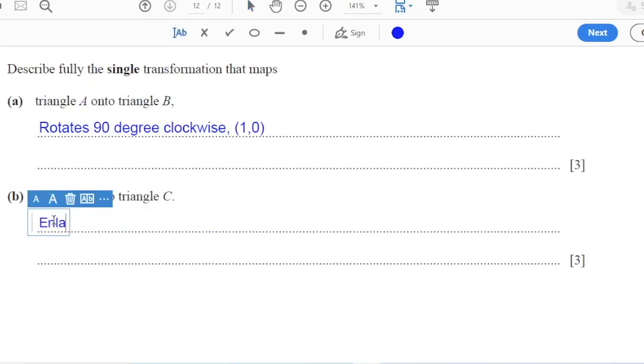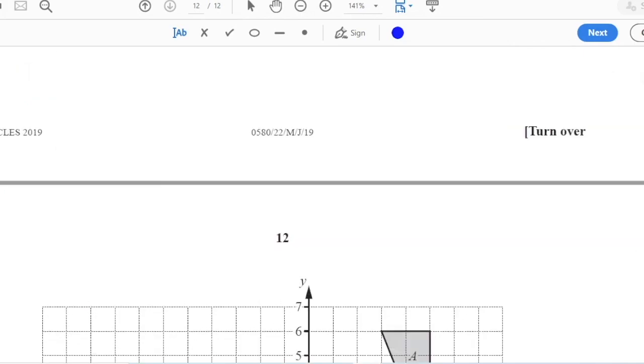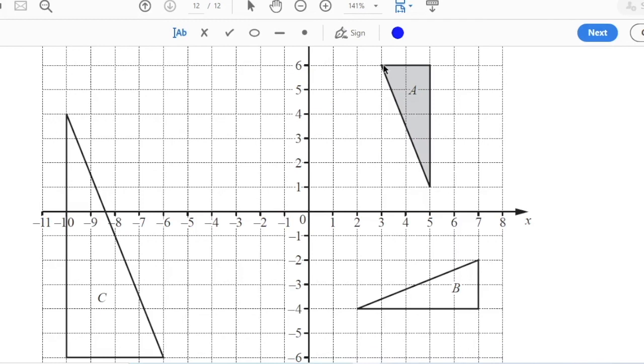So I'll mention enlargement by scale factor of 0 to. Also, the third point goes to the scale factor. By that I mean by how much each length has increased. This part of triangle A consists of 2 units, 2 lengths, and this part of triangle C consists of 4 lengths.